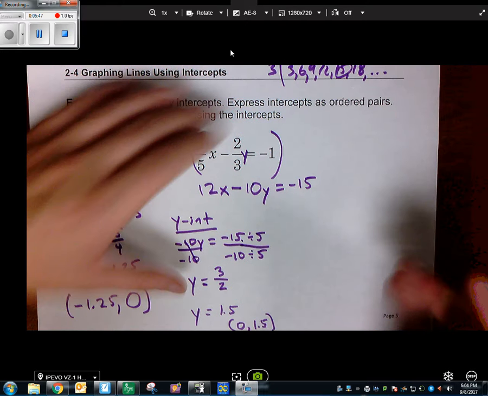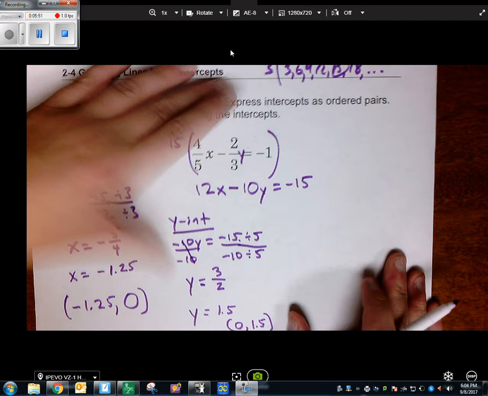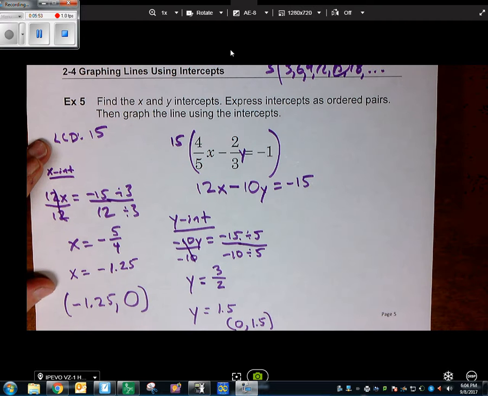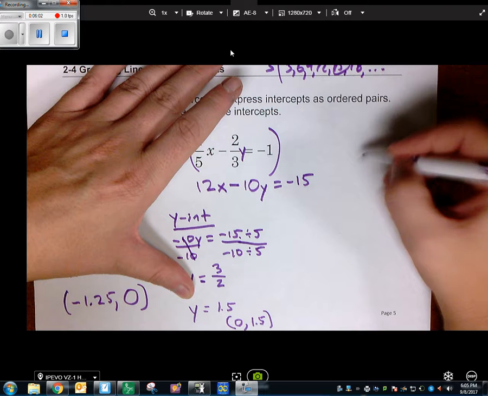Okay, very good. Now, to graph this, I got to decide how I'm going to scale my axes here. Well, I mean, how much space do I need is what I'm trying to decide. So negative 1.25 for x, 1.5 for y. That's not bad. Okay.